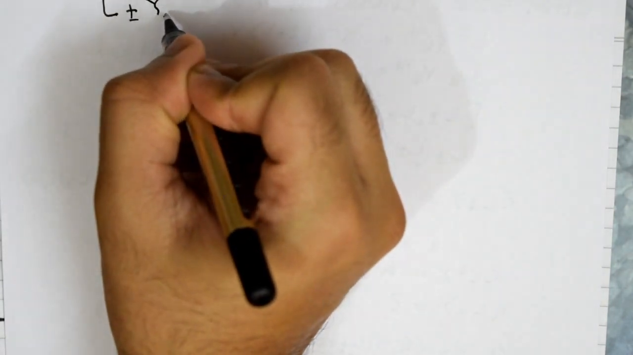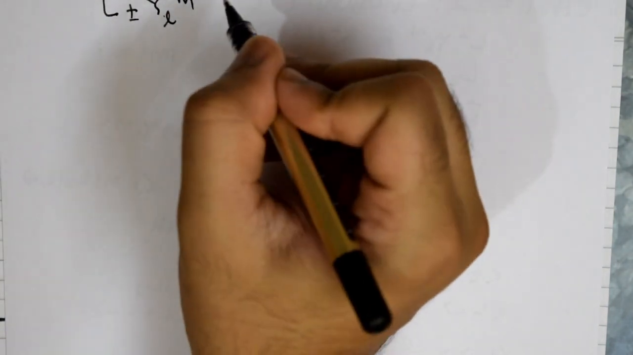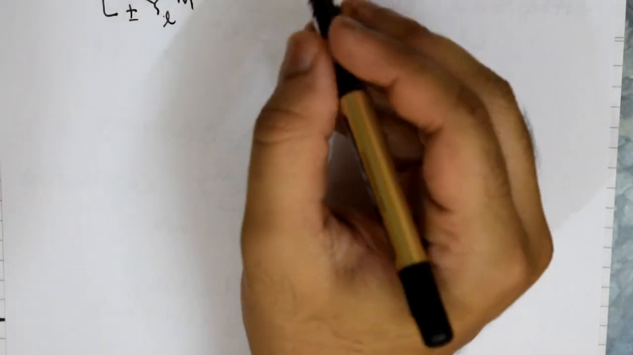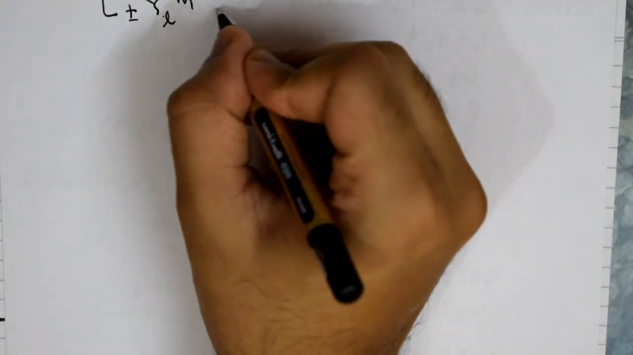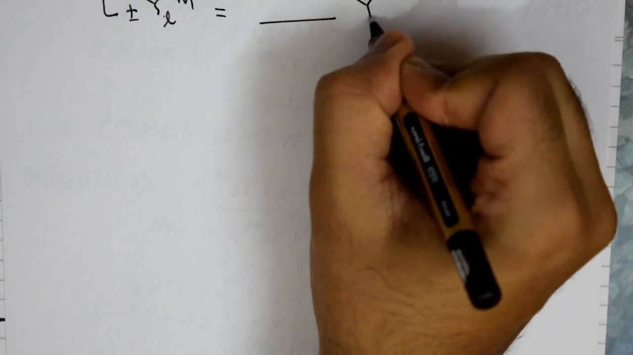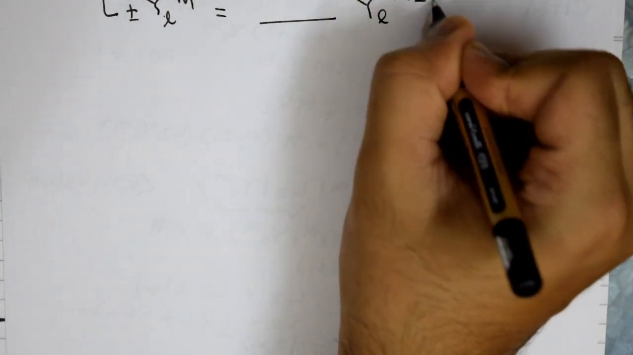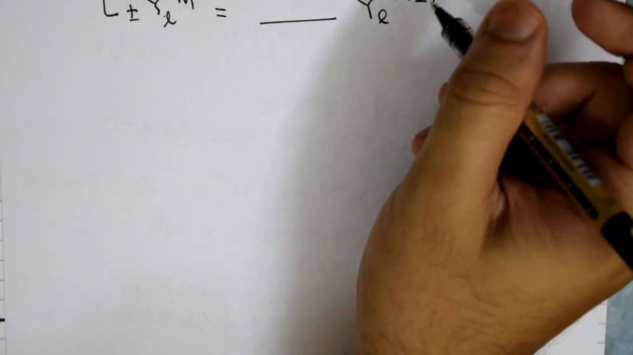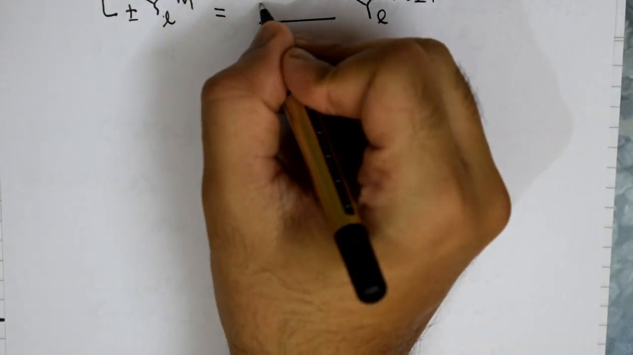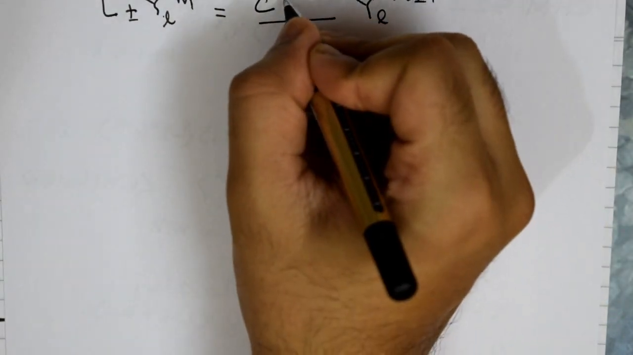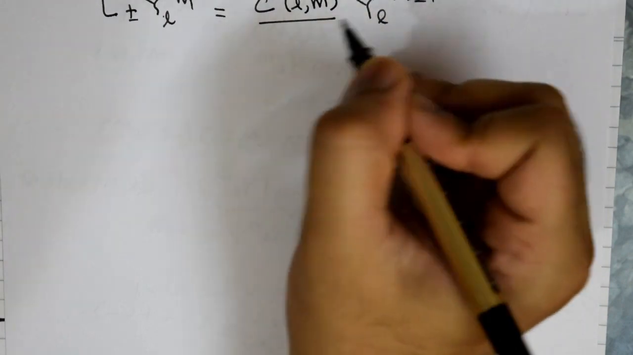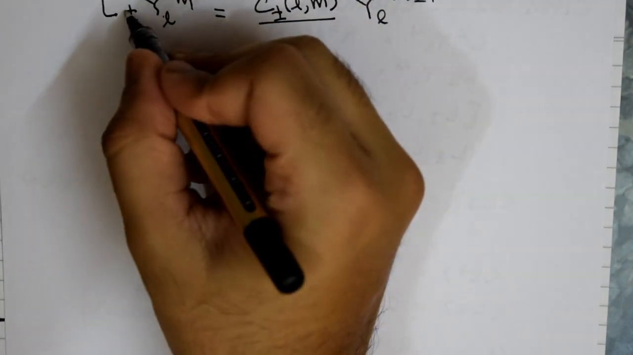Let's go back to the question: what happens when you apply L plus minus on Y L m? So this was our question, right? We want to understand what the constant will be, and of course you are going to get Y L m plus minus 1. So let's say the constant is given as C L comma m, where you started from, plus minus for saying either it's a plus operator or the minus operator.